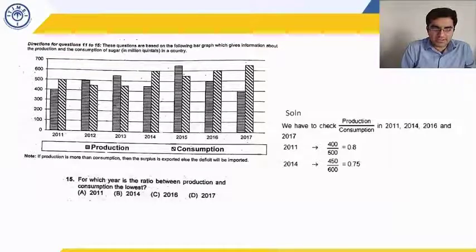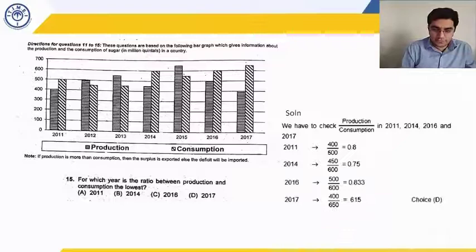In 2014, you have 450 by 600. So you cancel out the zeros, and 45 by 60 is 3 by 4, 0.75. Right? In 2016, you have 500 by 600. That's still very close to 1. So that also could not be the lowest. And then you have 2017, that's 400 by 650. Right? So 400 by 650 is approximately 0.61.